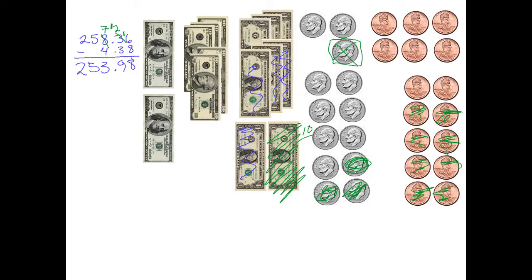And notice we have 2 hundreds, 5 tens, 3 ones, and now we have 9 dimes and 8 pennies, where we started with 258.36. So that's a visual representation of how we cash in to borrow so that we can take away things and never go below 0.